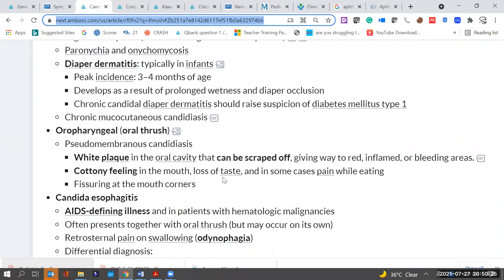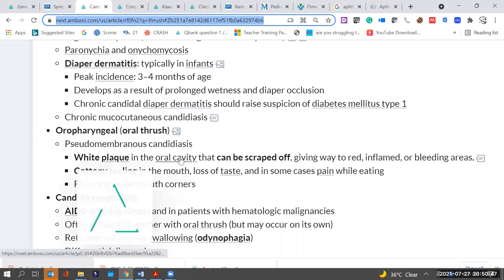Cottony feeling in the mouth, loss of taste, and in some cases pain while eating, of course. So there will be no feeling of taste, especially, and a cottony feeling. The patient must be saying there's some cotton inside my mouth. Fissuring at the mouth corners can also be there, which you can appreciate. So if these features are there, and if the patient is diabetic or immunocompromised especially, you can think about oral candidiasis.